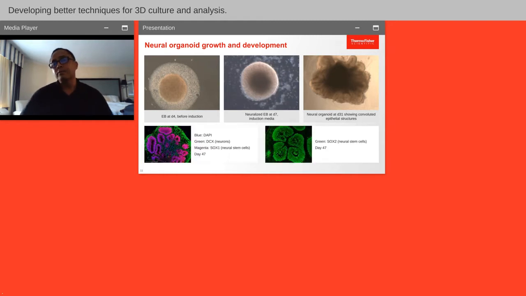Here are some immunofluorescence pictures highlighting different aspects, such as SOX1 neural stem cells, shown here in pink, as well as neurons radiating from the outside, shown on the left in green. So these images highlight, after 47 days in this case, different cell types that are present, through our imaging platforms.